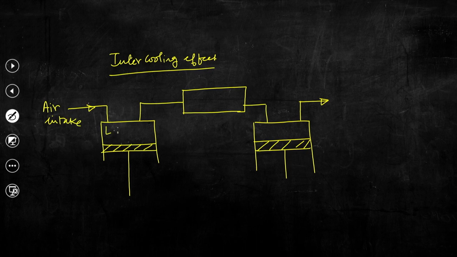This is the low pressure cylinder, and this is the high pressure cylinder. The air is first taken into the low pressure cylinder and compressed, and the air coming out of the low pressure cylinder is now taken into this intercooler.